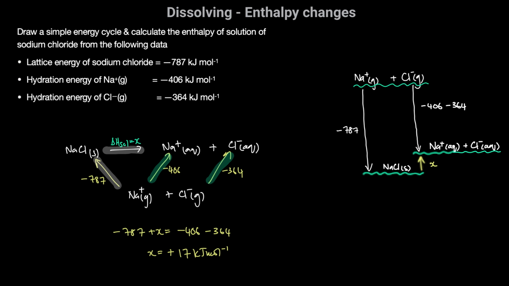So if we look at this energy cycle here, we're starting with the gaseous ions. We can go from gaseous ions to solid lattice and then dissolve the solid lattice to form an aqueous solution. That's this enthalpy change plus this enthalpy change over here. Or we can go directly from the gaseous ions to the aqueous ions. So again, we can say over here that minus 787 plus X is equal to minus 406 minus 364. And we get the same value for X, that is plus 17 kilojoules per mole. That's the enthalpy of solution of sodium chloride.